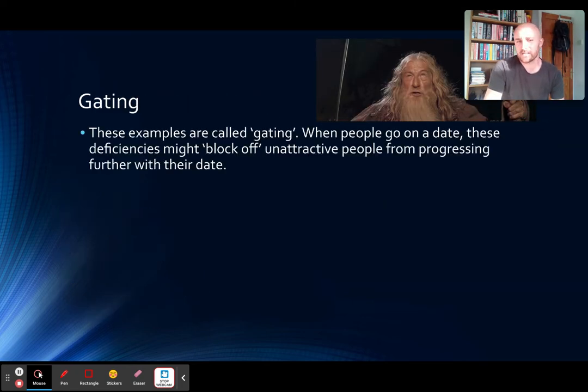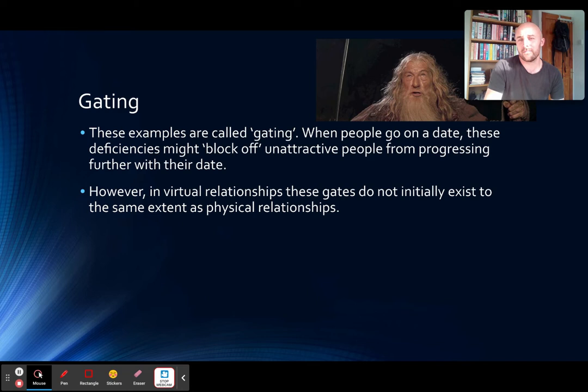So that's essentially what gating is, right? They block off these deficiencies, but in face-to-face, gates block you off from progressing further with the date. But in virtual relationships, these pretty much do not exist. You could counter that, I guess, by the way, and I'd say this is a really advanced point. So if you aim for an A star, you probably want to be paying attention now.